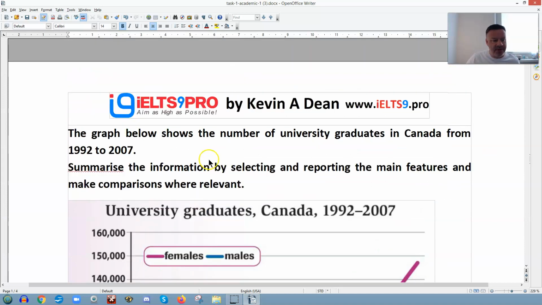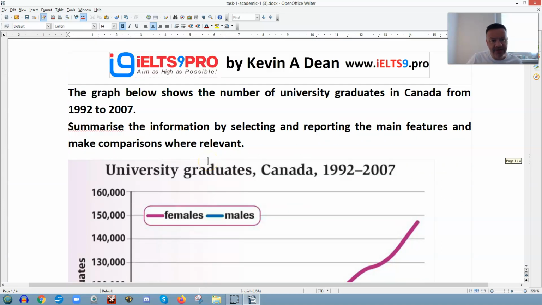We'll be covering more of these. In fact, our next task is a map, just for a change. So we'll take a look at that. But the structure is basically the same for all of task 1. So introduction, overview, main feature 1 and 2, main feature 3. That's it. If you can get used to that, you'll be fine.